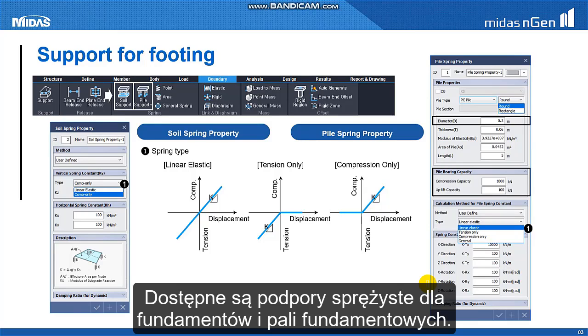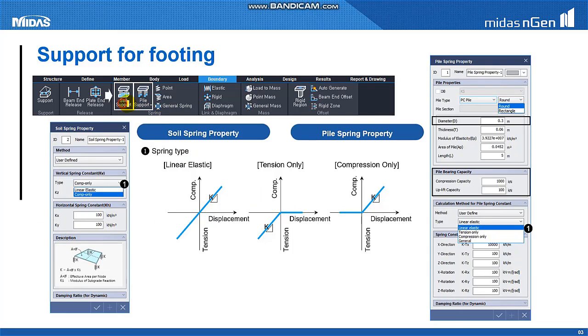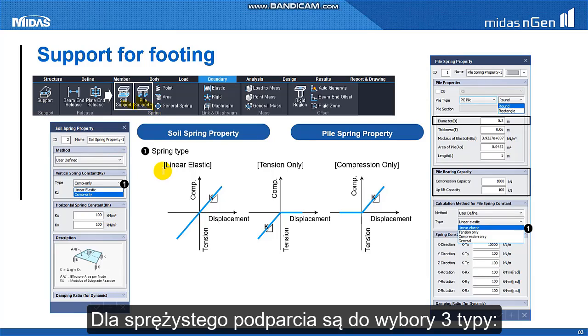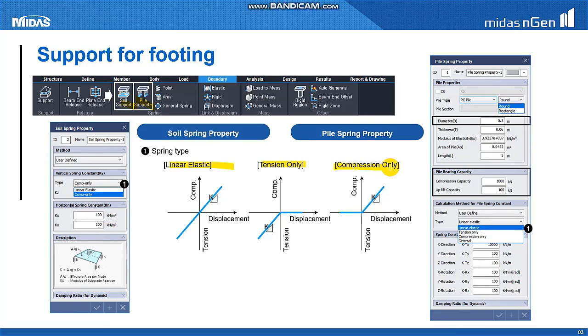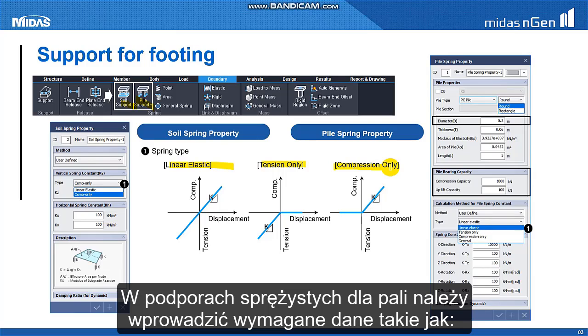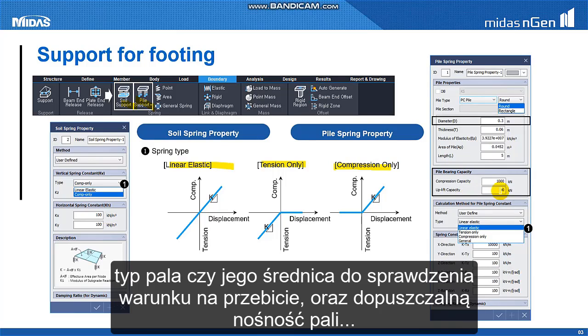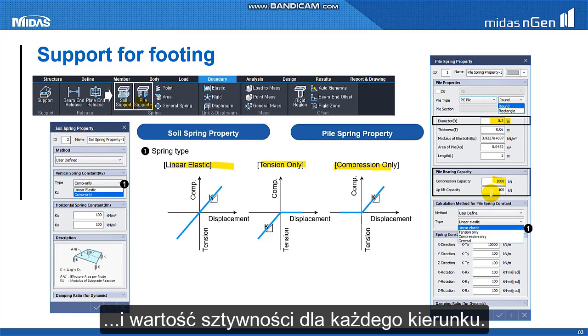Soil spring and pile spring are provided to check the support of the footing. Spring property provides three types: linear elastic, tension only, and compression only. In pile spring, information on the pile diameter for punching review and the allowable support capacity for soil bearing review must be entered, and input the stiffness value for each direction for analysis.